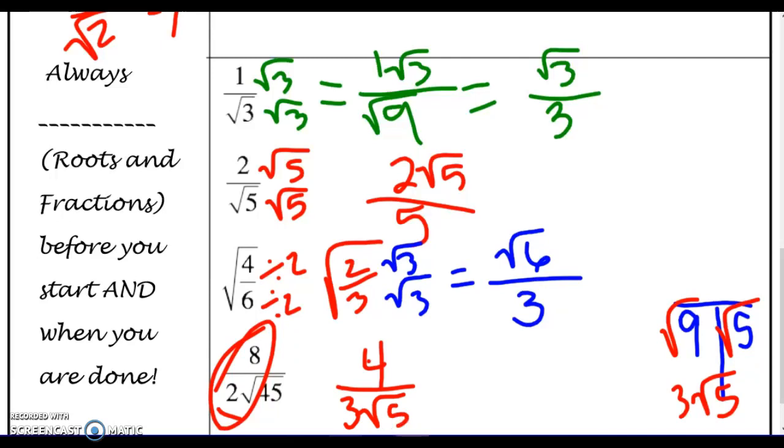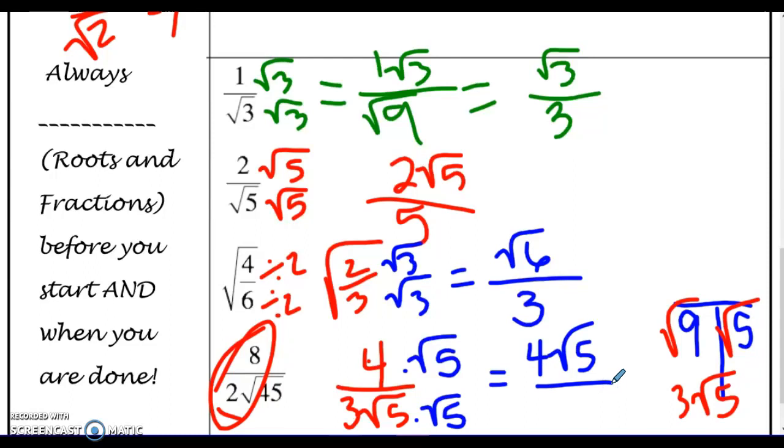Can't have that square root of 5 on the bottom. So I multiply by the square root of 5, multiply by the square root of 5. On the top, that gives me 4 square root of 5. It does not give me the square root of 20 because the 4 is outside, square root of 5 is inside. Then, down here, I get 3 times the square root of 25. What is the square root of 25? Yeah, so 3 times 5 is 15. Can I simplify? I cannot because the 5 is inside, the 15 is outside.